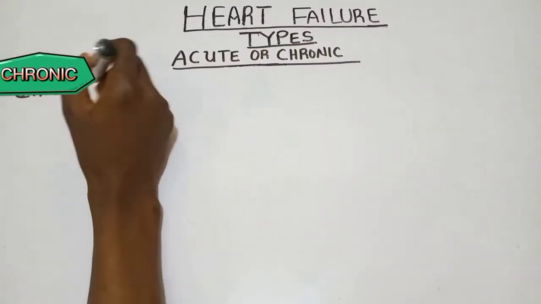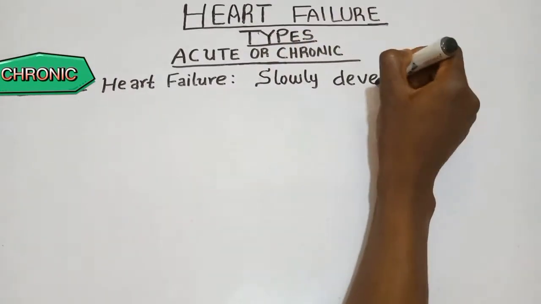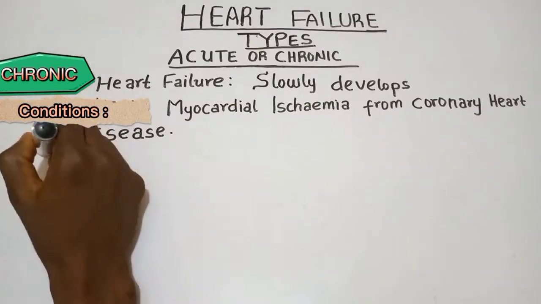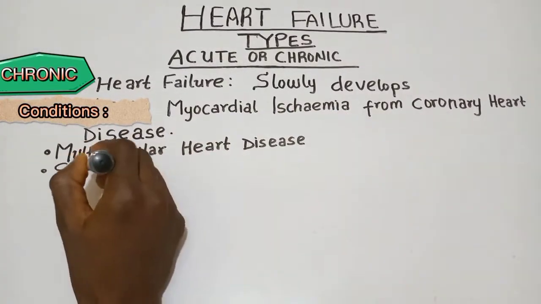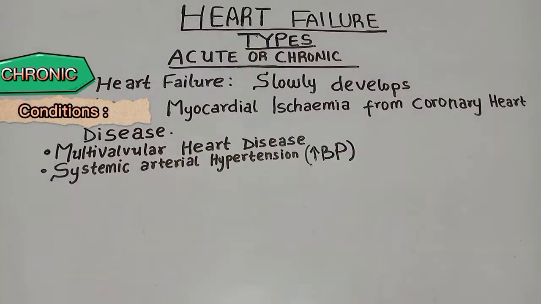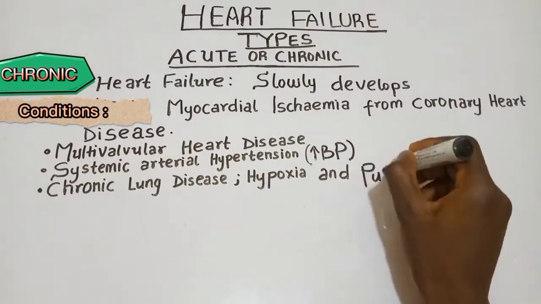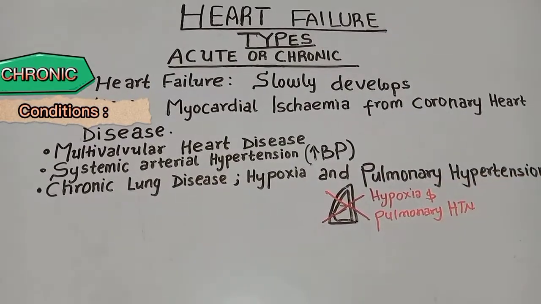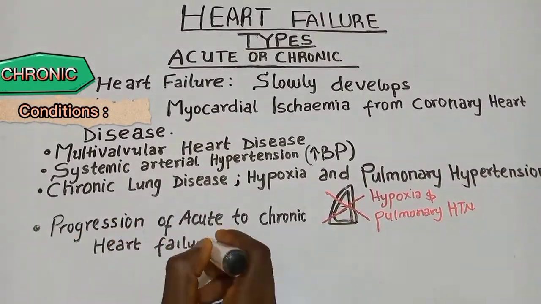In chronic, there is slow development of heart failure. Following conditions can cause it: myocardial ischemia from coronary artery disease, multivalvular heart disease, systemic arterial hypertension, chronic lung disease leading to hypoxia and pulmonary hypertension, progression of acute to chronic heart failure.